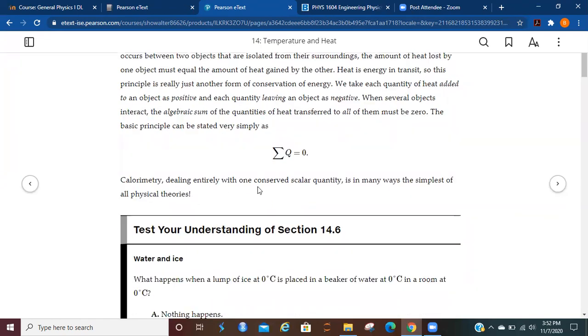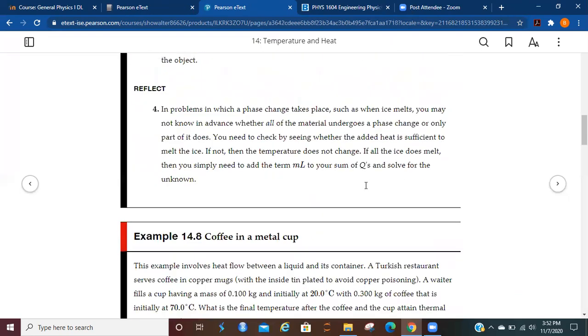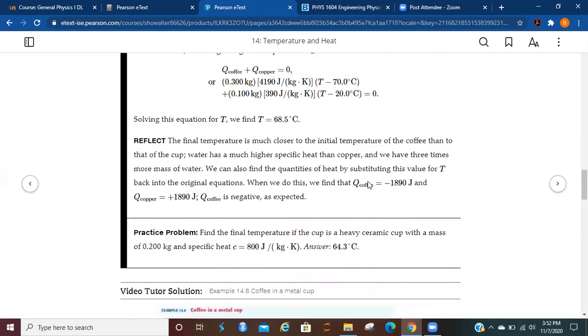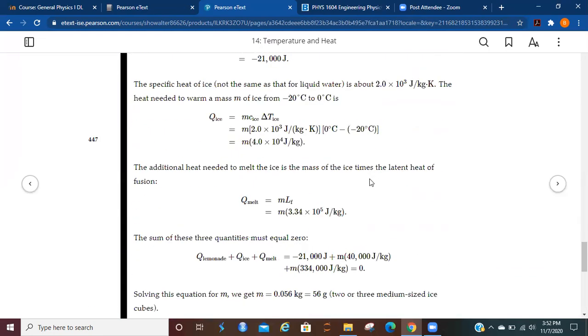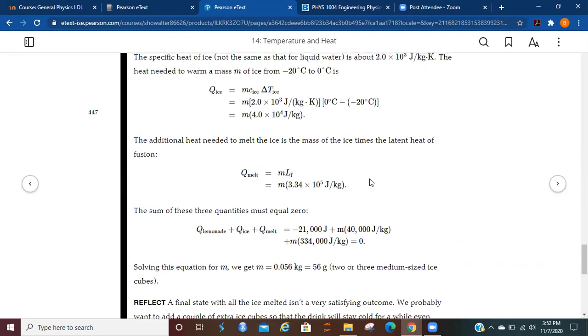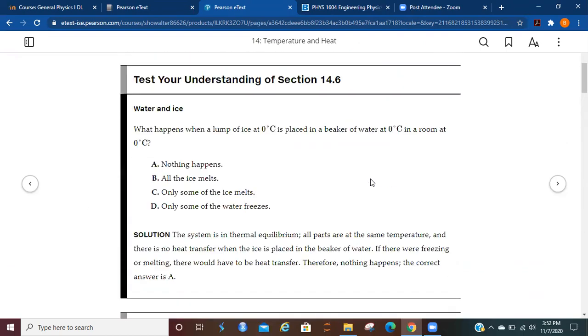Calorimetry, dealing entirely with one conserved scalar quantity, is in many ways the simplest of all physical theories, and I don't disagree with that. You've got several problems here that you can work through, and you can kind of see how all of this works together. I would encourage you to do that.